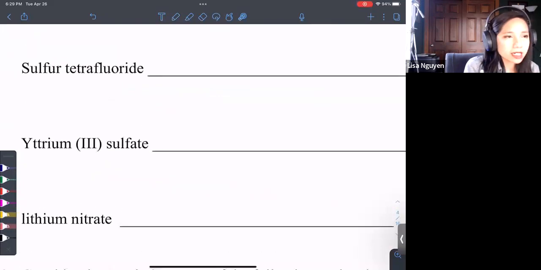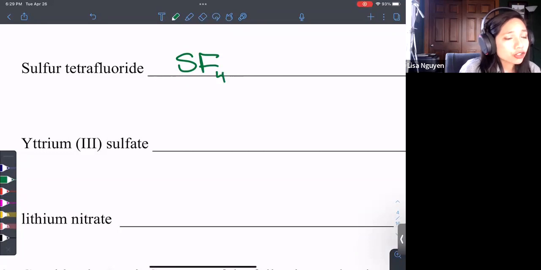And again, the same idea. Is it molecular naming or ionic naming? So sulfur tetrafluoride. Since it's telling me how many there are, I know this is molecular. So sulfur, and fluoride is F. So there's tetra, that means there's 4 of them. So that's identifying that it is molecular.